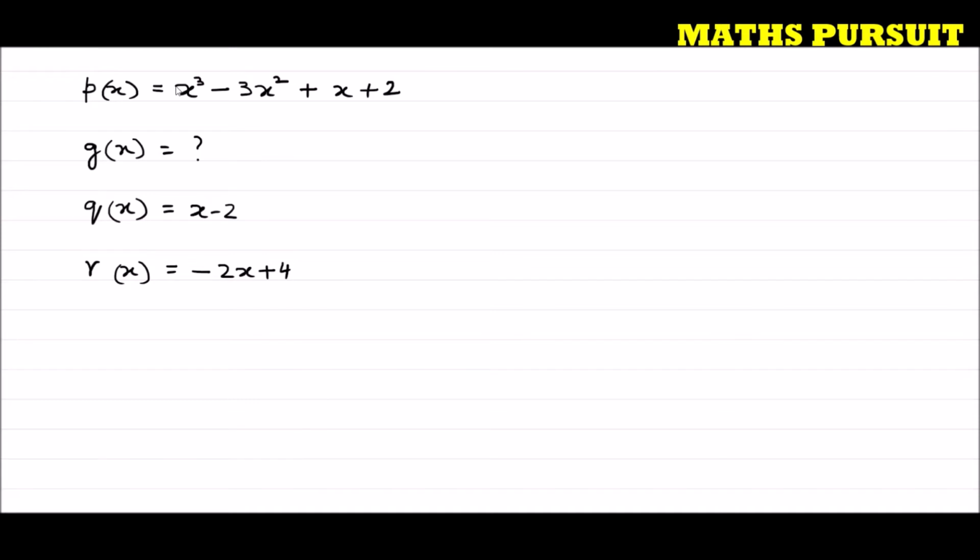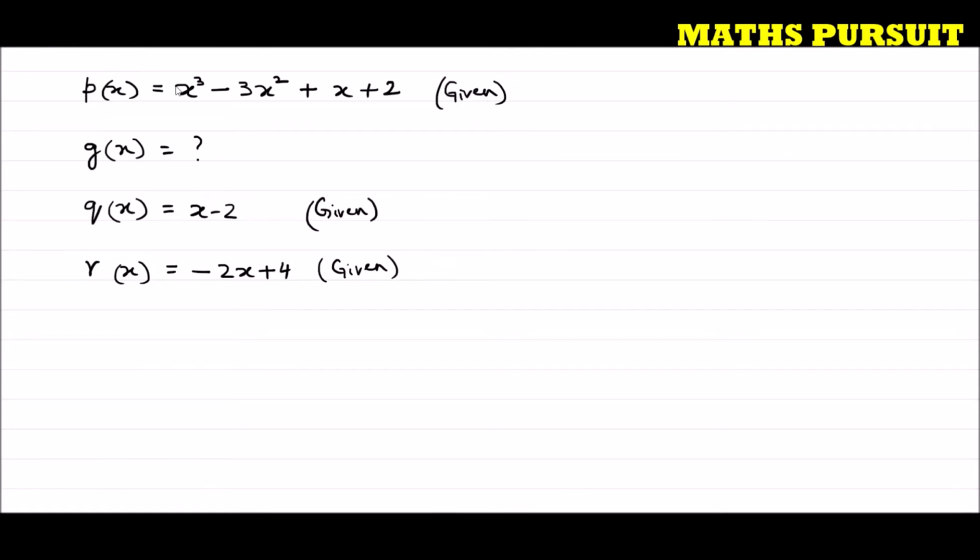I have considered p(x), q(x) and r(x) accordingly depending on the question, but they have not been written exactly as given. So we are going to utilize the things that they have given, and we are going to find out g(x). The calculation of this is very simple and very straightforward.